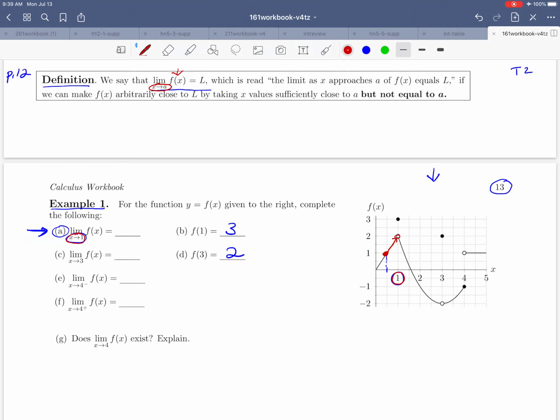Okay, we're getting close to this open circle, so it looks like the y values are approaching 2. And if we had chosen a point on the other side of 1, maybe here, and done the same thing, this time if we approach x equals 1, we'd have to move to the left, so kind of in this direction. What are the y values approaching along that line?